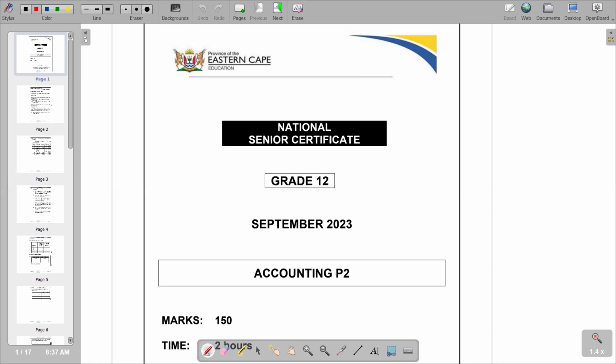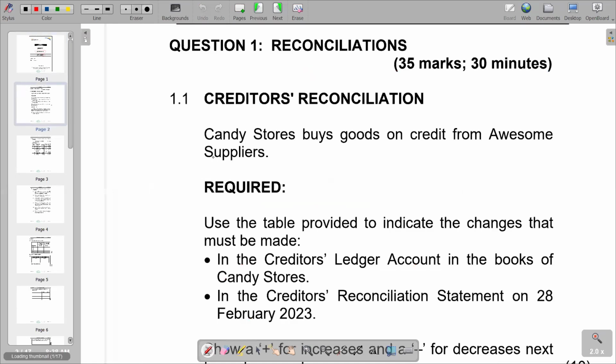In this video, I want to look at a question on the preparation of the creditors reconciliation, whereby we're going to look at a question from the question paper of September 2023, and it's paper 2 from the province of Eastern Cape. So our question is question 1.1 according to that question paper.